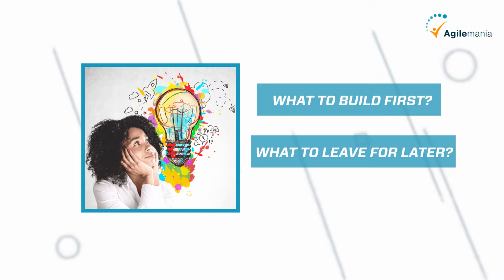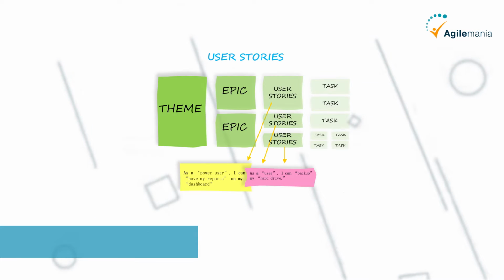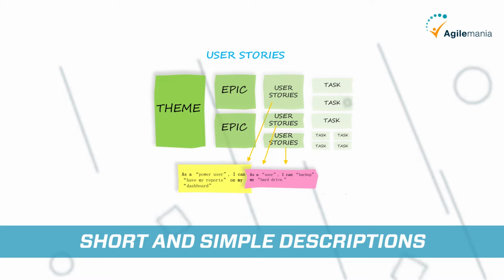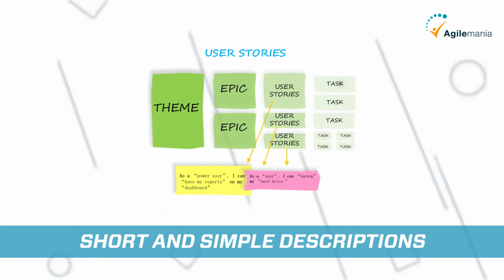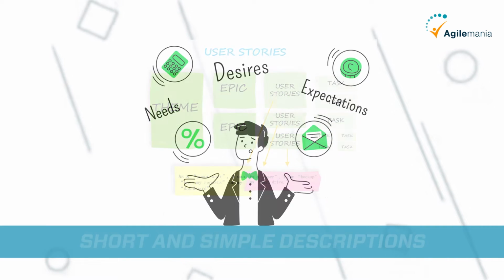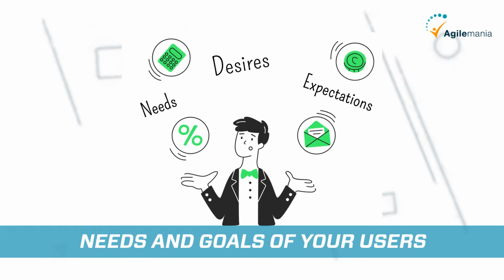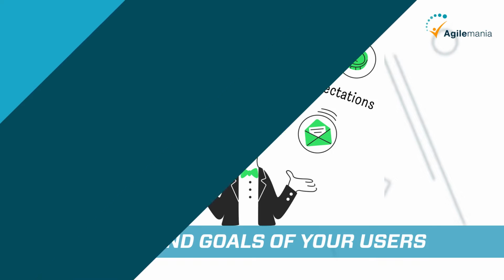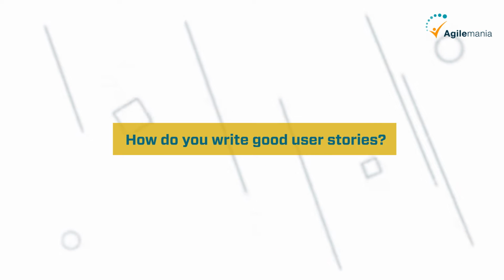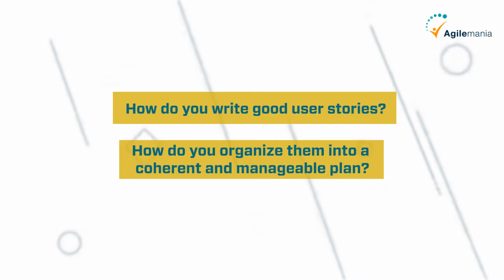This is where user stories come in handy. User stories are short and simple descriptions of what a user wants to do or achieve with your product. They help you understand the needs and goals of your users, and they guide you in designing and developing the best solutions for them. But how do you write good user stories? And how do you organize them into a coherent and manageable plan?